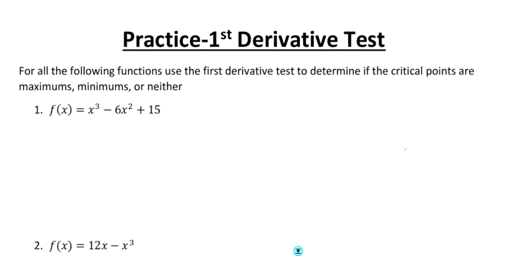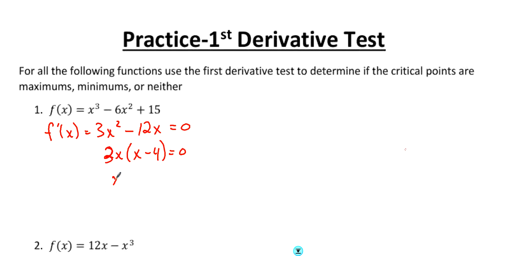So the first thing you need to do is find the derivative, f prime of x, which is 3x squared minus 12x. And then we set it equal to 0. Well, to find zeros, you got to factor. So we factor this as 3x times x minus 4 equal to 0, which means our critical points are at 0 and 4.